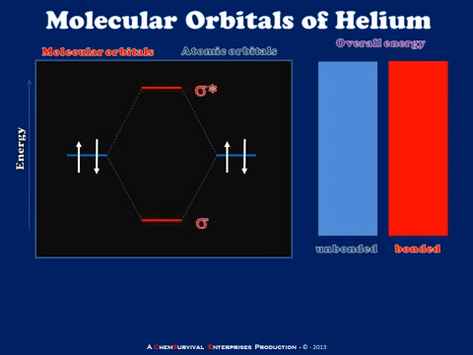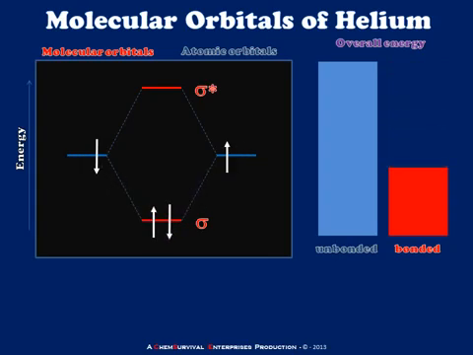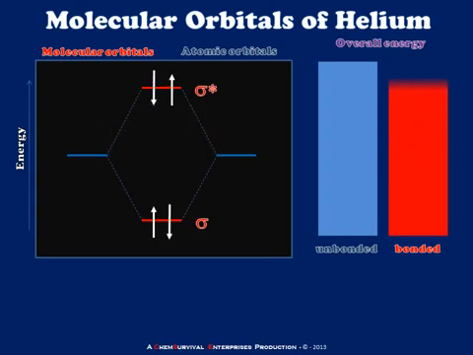There's my sigma and my sigma star molecular orbitals. But now if I populate them following Hund's rule and the Pauli exclusion principle, going from lowest energy to highest, what I notice is that while I place 2 electrons into a bonding orbital, I am forced to place my other 2 electrons in the higher energy antibonding orbital, canceling out the energetic benefit.